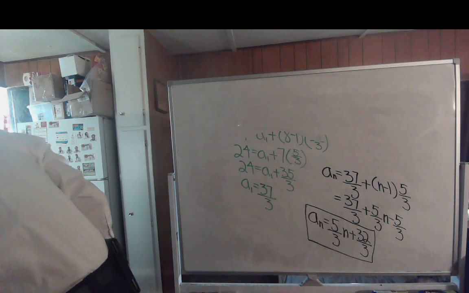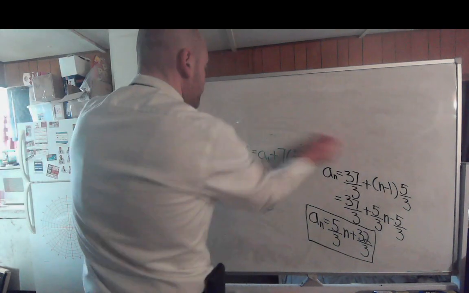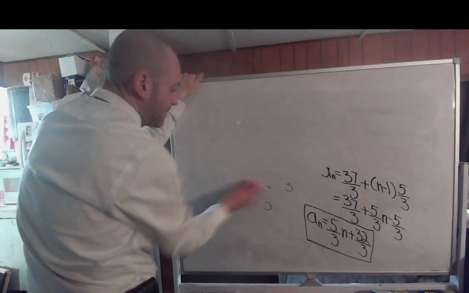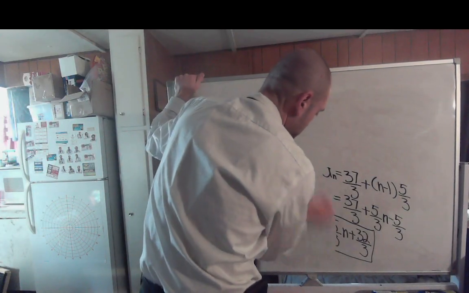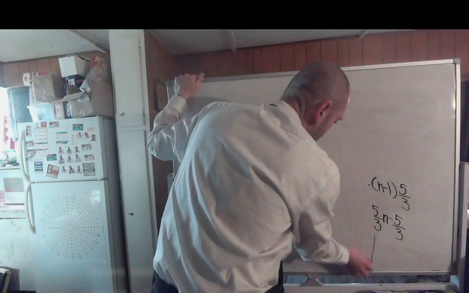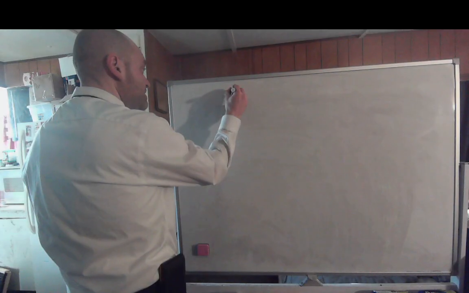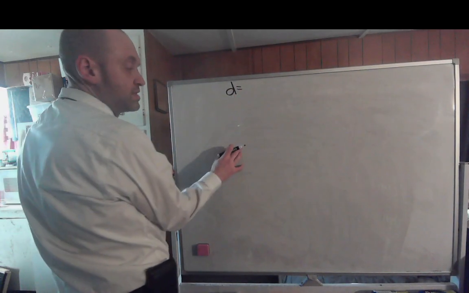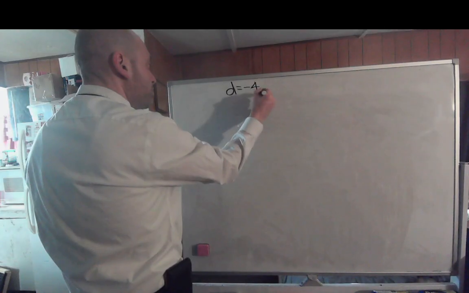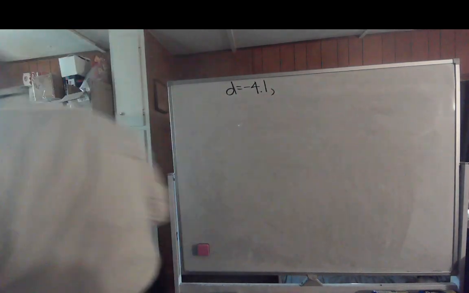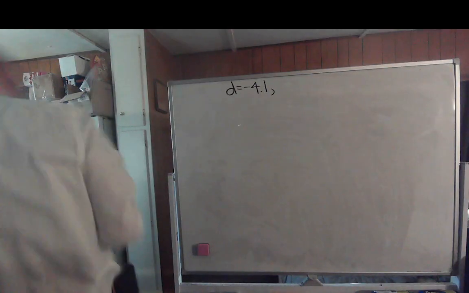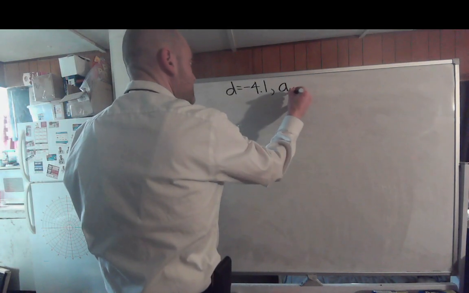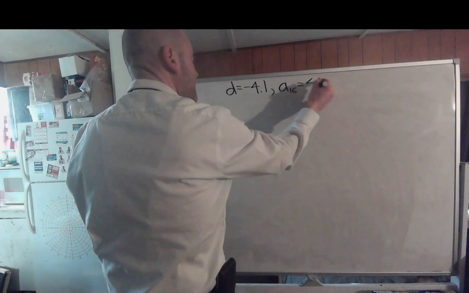Let's do one more. All right, so we have one where the difference of this particular sequence, the common difference is negative 4.1. And then they give you the 16th term. So a sub 16 equals 48.2.